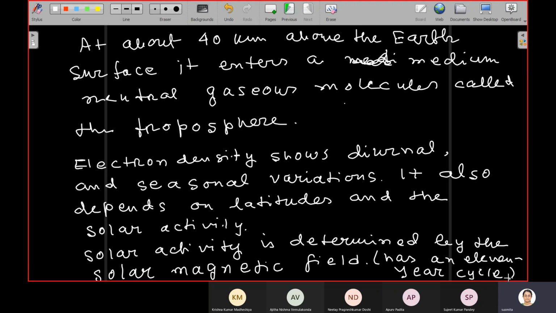Now the troposphere is basically a medium of neutral gaseous molecules. So the behavior of the signal in the troposphere is different from that in the ionosphere. As we discussed, this will be clear to you. But both the layers change the signal propagation speed through refraction. So the signal travels at a different speed from the speed of light in a vacuum while passing through the atmosphere. As a result, the arrival time of the signal changes.